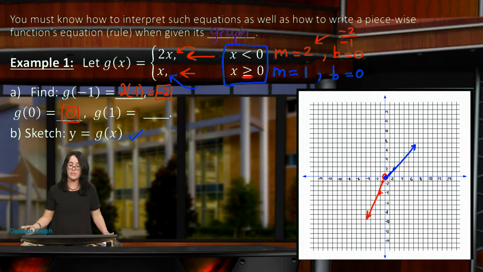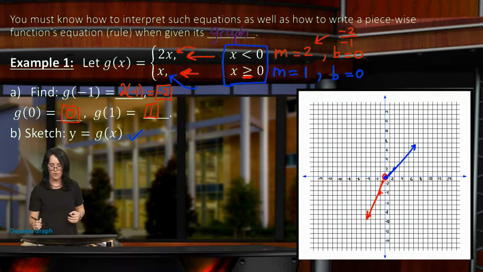Similarly, 1 is bigger than 0, so we would use our second piece. So replacing, again, our x value with 1, we would just get 1. So this is saying when we look at our graph, at the x value 1, the y value is also 1. And we should be able to see that if we've sketched it correctly.